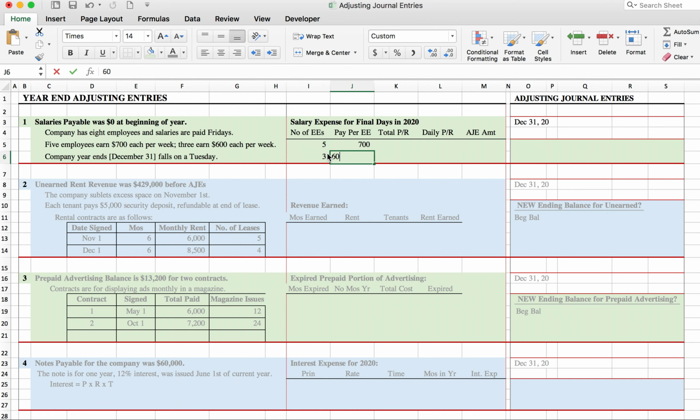Now it says that the company year ends fall on a Tuesday. So if we look on this, December 31st is actually a Tuesday. Now that's important because in making the year-end adjusting journal entry, we need to determine what will be the entry at December 31st, 2020, in order to record the appropriate salary expense. So let's look at this together.